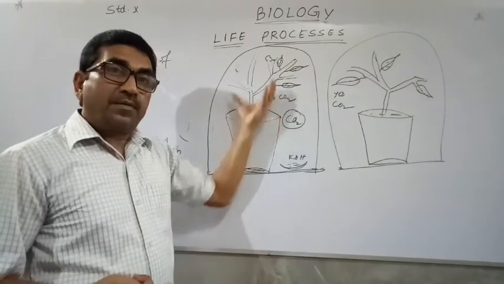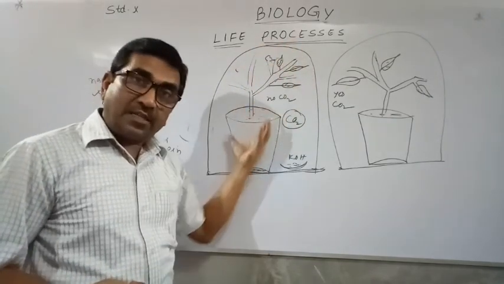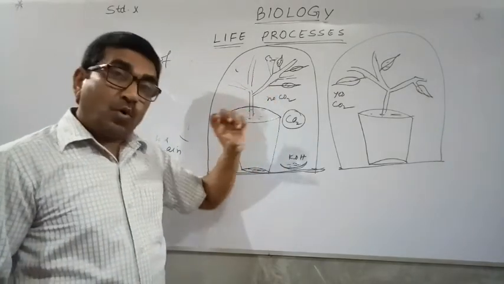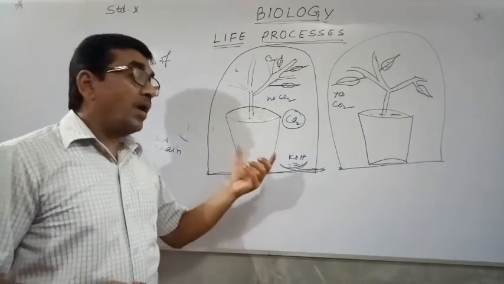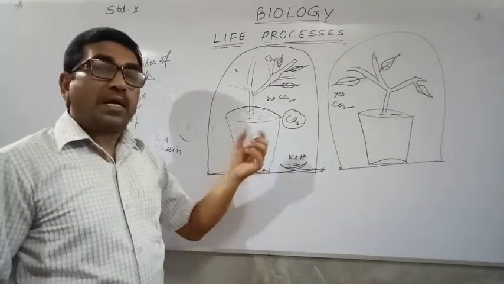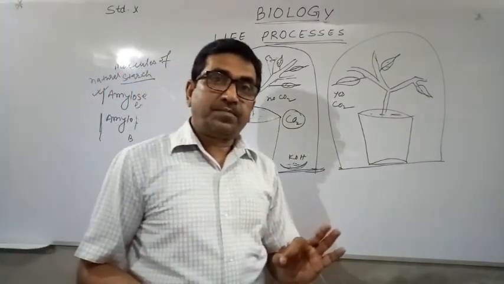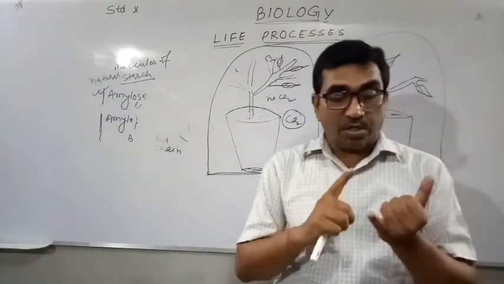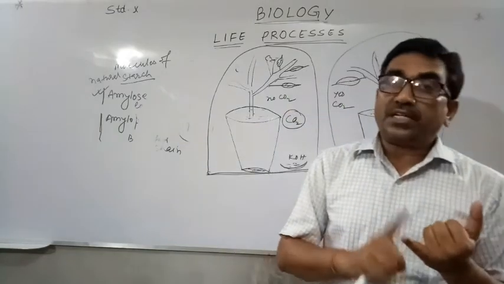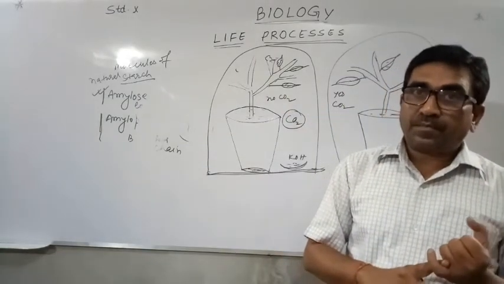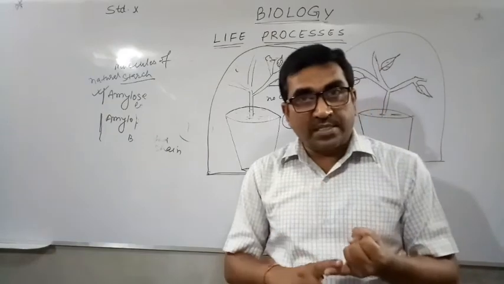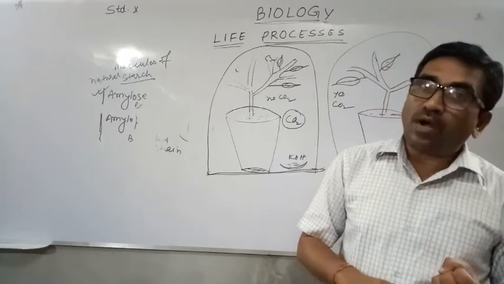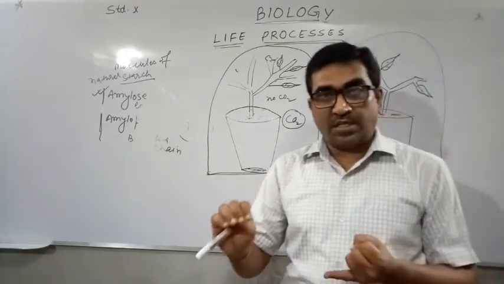Sunlight is available to them. Sunlight तो मिल ही रही है. Chlorophyll है present. What is not present in this one? Carbon dioxide is not present. So from this activity we are able to conclude that sunlight is necessary, chlorophyll is necessary, and carbon dioxide is necessary for the process of photosynthesis.